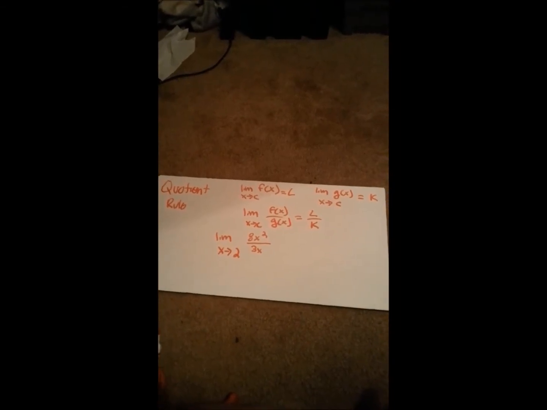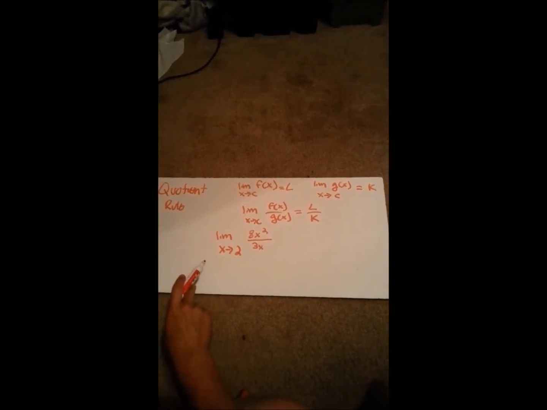Now we are dealing with the quotient rule. Again, we have the limit of f of x as x approaches c is equal to L, and the limit of g of x as x approaches c is equal to k. The quotient rule states that the limit of f of x over g of x as x approaches c is equal to L over k.